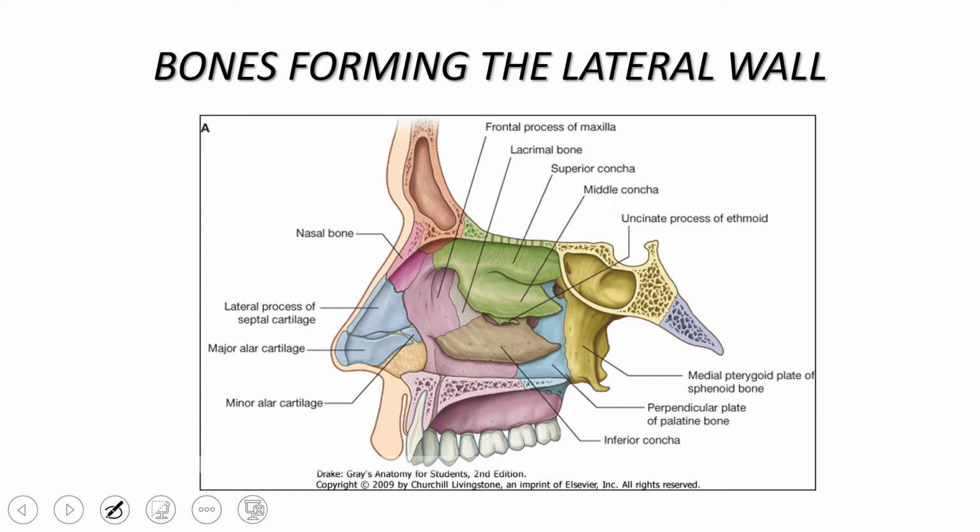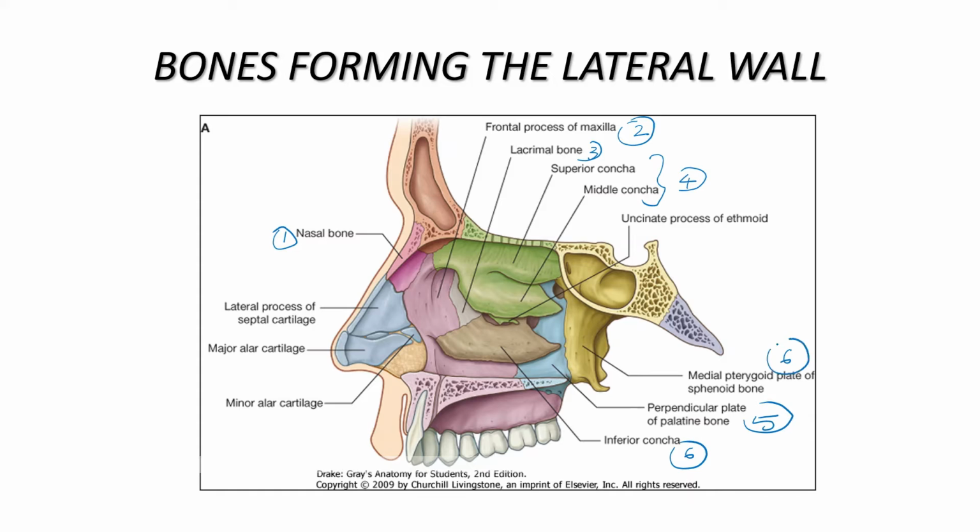So in total, the bones include the nasal bone number 1, then comes the frontal process of the maxilla, the lacrimal bone, the superior and the middle concha, which are the part of the ethmoid. Then there is the perpendicular plate of the palatine bone, the inferior concha below, and the posterior most part by the medial pterygoid plate. So these are the bones making up the lateral wall.